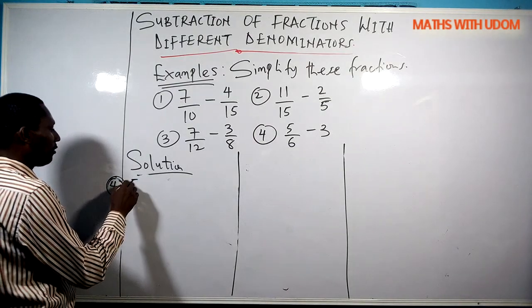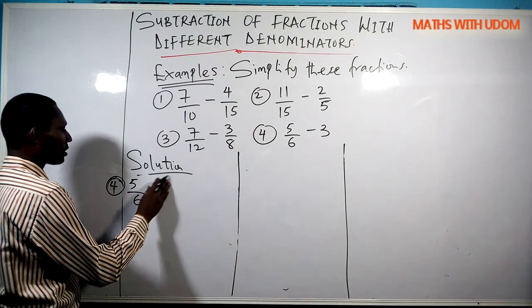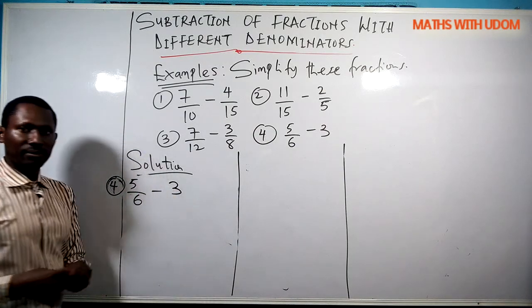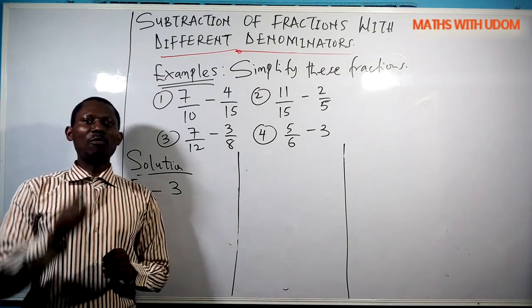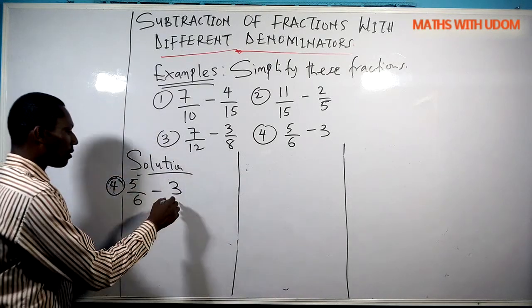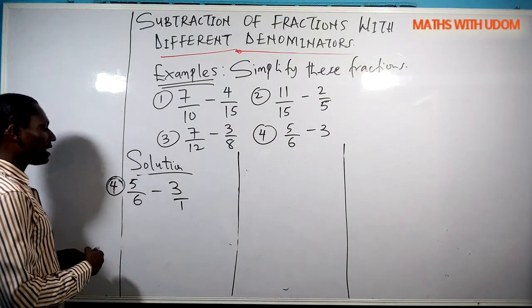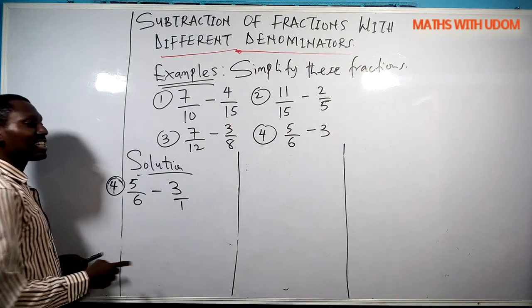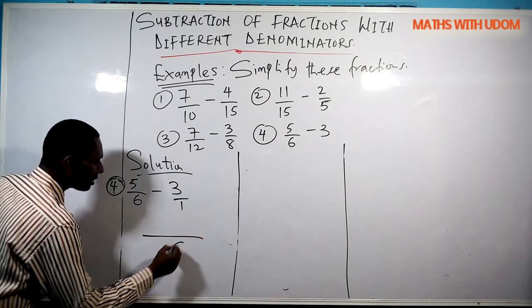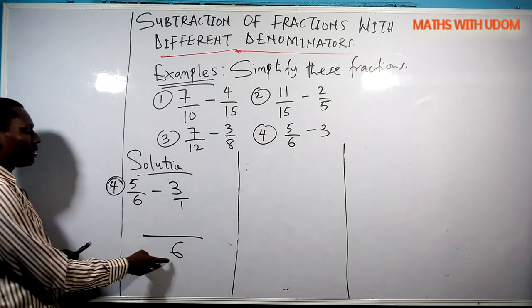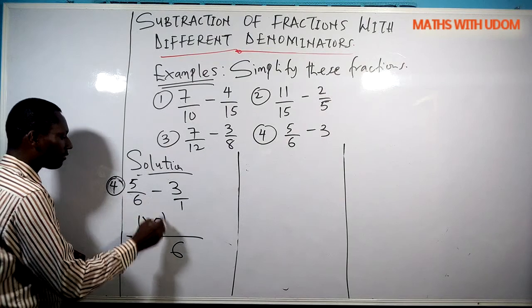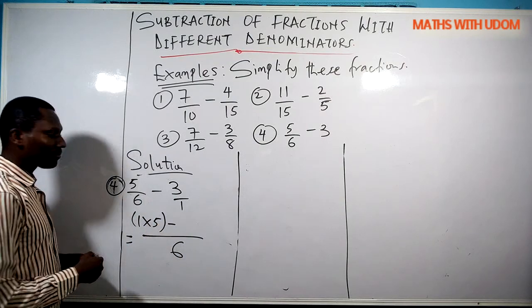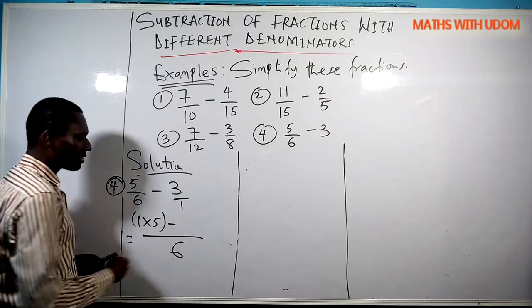What do we have there? We have 5 over 6 minus 3. This 3 is a whole number. Every whole number has 1 as its denominator. So I will write 3 over 1. So what is the LCM of 6 and 1? The LCM of 6 and 1 is still 6. So how many 6 can go in 6? 1. So 1 times our numerator 5, minus how many 1 can go in 6? 6.